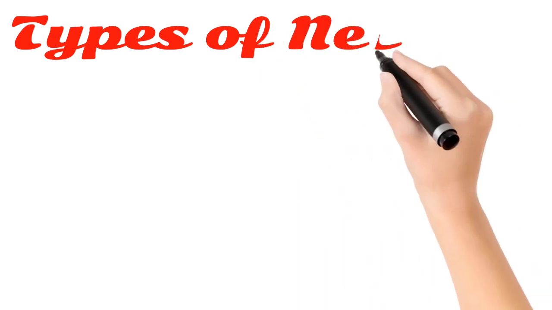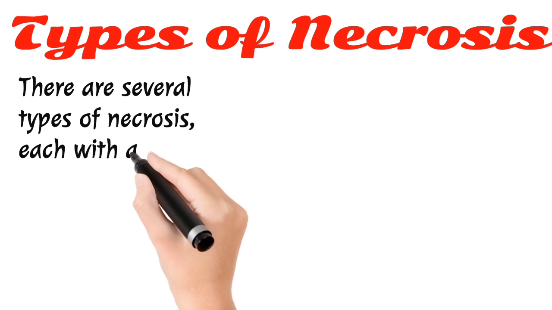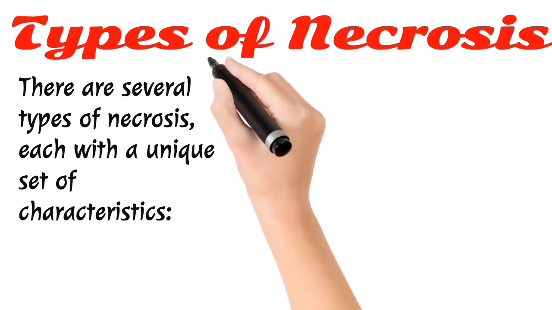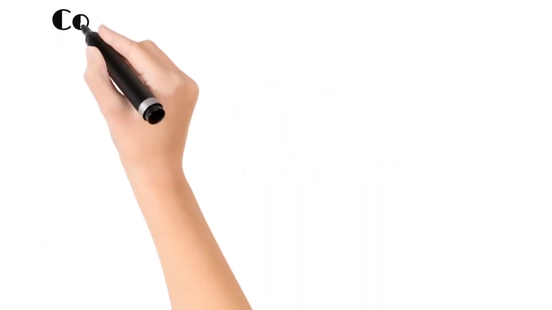Types of necrosis. There are several types of necrosis with a unique set of characteristics: coagulative, liquefactive, gaseous and fibrinoid.